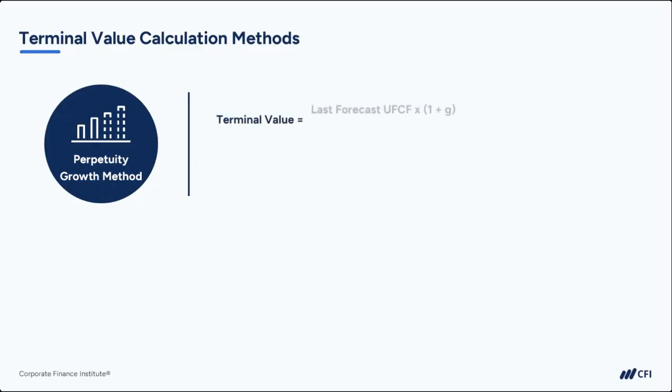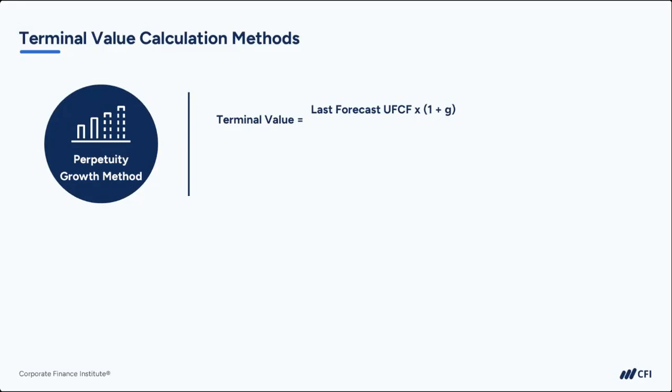Basically, we take the last forecasted unlevered free cash flow and we grow it for 1 year at some perpetual growth rate. The perpetual growth rate is usually based off the long-term nominal GDP growth rate of a mature market economy, usually around 2 to 4%. Basically, we assume that all future growth in the terminal value comes solely from economic growth.